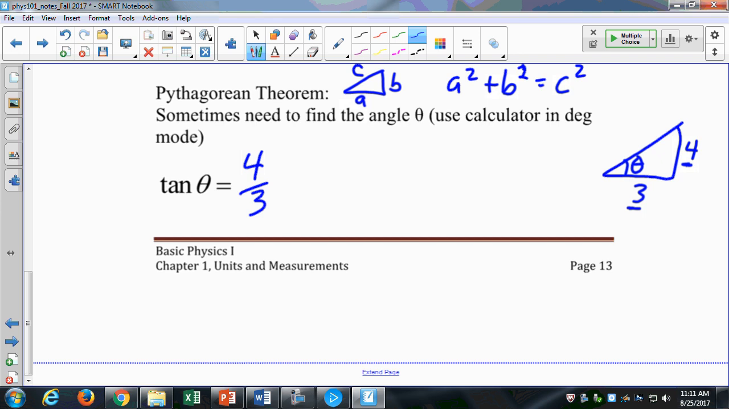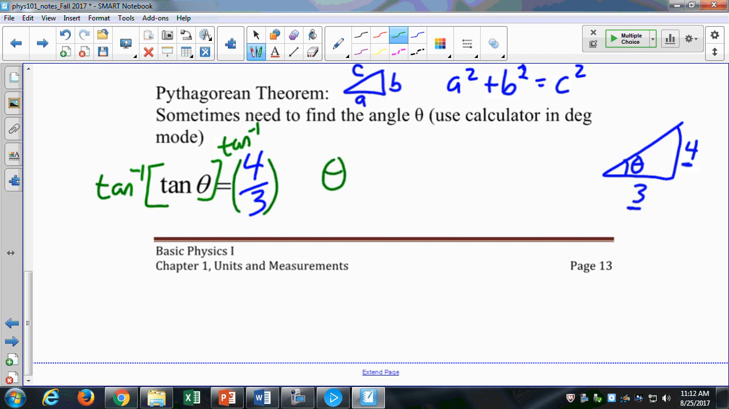divided by 3. In that case, then, if I want to solve for theta, I take the inverse tan of both sides. So I take the inverse tan of this side. On some of your calculators, this might be called the arc tan. It's usually tan to the -1. And then I would take tan to the -1 of this side as well.